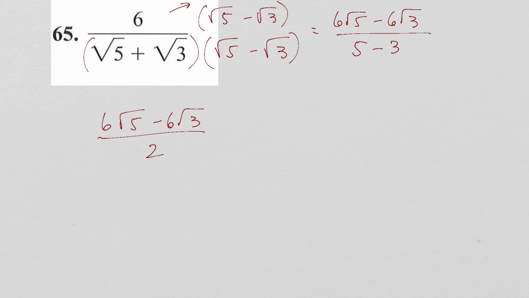This is not a simplified fraction because I have 3 terms, 2 in the top and 1 in the bottom, but they're all divisible by 2. So you have to divide the 2 out in order to simplify. So now it's over 1, so the denominator is going to disappear because we don't write fractions over 1. So our final answer is going to be 3 root 5 minus 3 root 3.